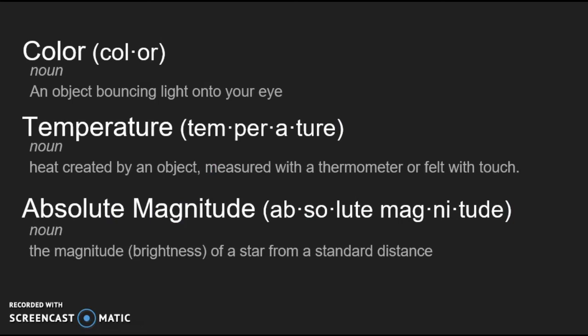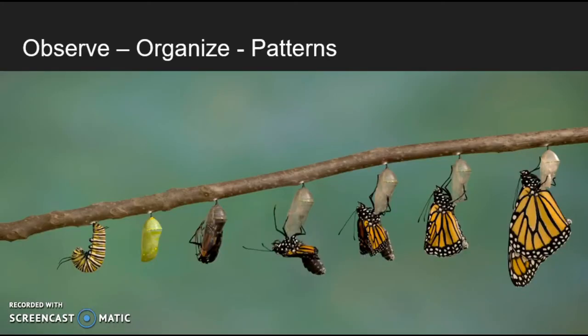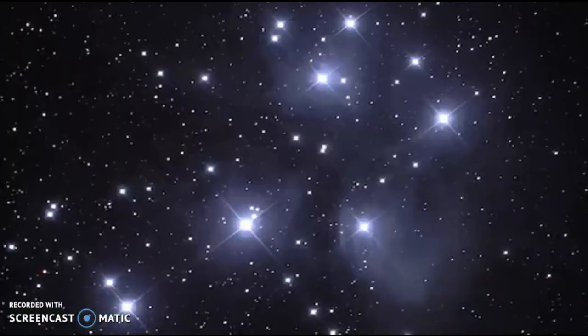So the three characteristics that we were really looking at, the three vocabulary terms, are color, temperature, and absolute magnitude. We want to take these terms, apply them, observe these stars, organize our stars using these methods, and then try to establish patterns in the stars we see to understand their life cycle and understand more about them.